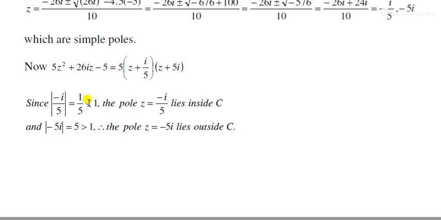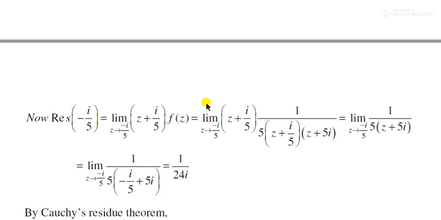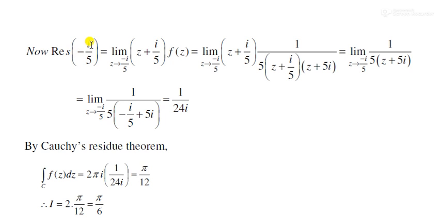Now we are going to calculate the residue for the pole which is going to lie inside the contour C. So residue for the point minus i by 5 is equivalent to limit z tending to a, z minus a into f of z. Here a is nothing but minus i by 5. So this will become z plus i by 5 into the function f of z. The function f of z in factorized form is 1 by 5 times of z plus i by 5 into z plus 5i. z plus i by 5 and z plus i by 5 in the denominator will get cancelled. And after applying the limit as z tending to minus i by 5, you will get the answer as 1 by 24i.